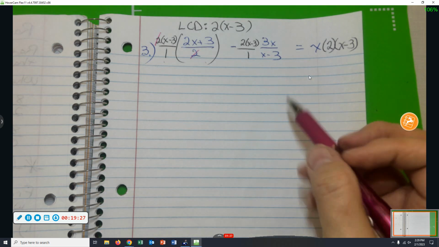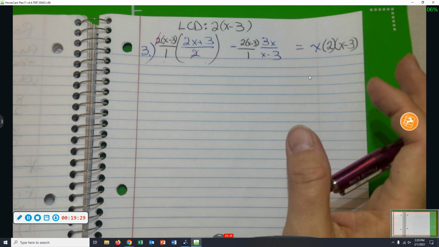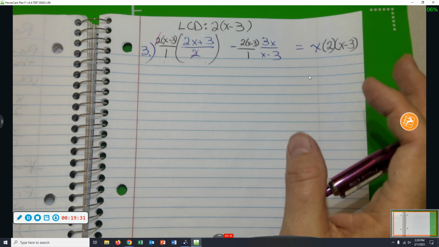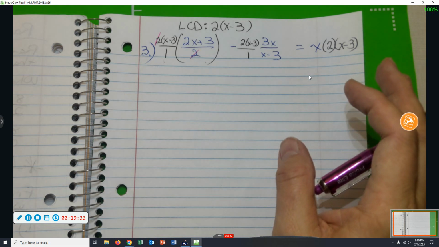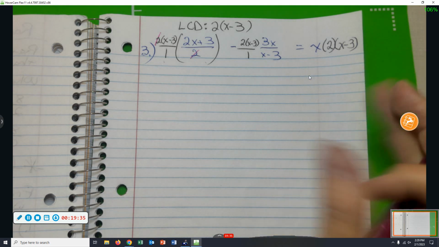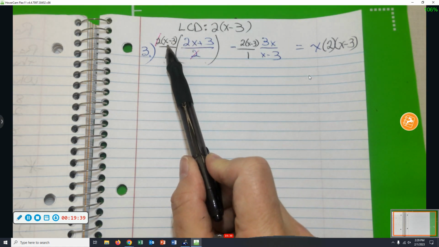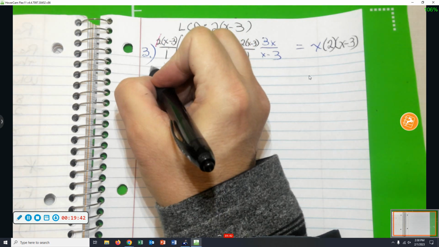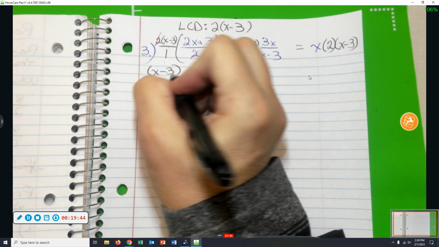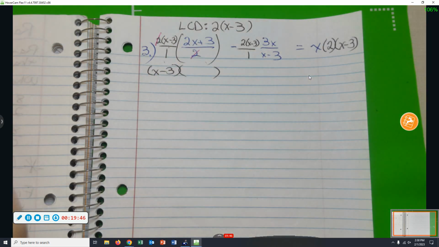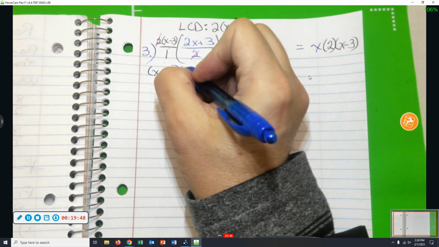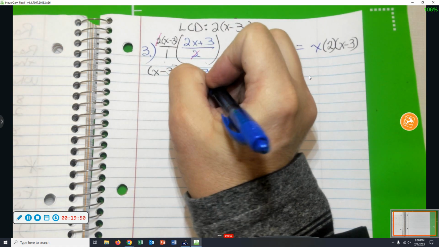That's going to leave me. Now keep in mind, we're getting rid of the fractions. I didn't say it was going to give us something nice once you get rid of the fractions. It's just getting rid of the fractions. But look what this first term is going to become. It's x minus 3 times 2x plus 3.